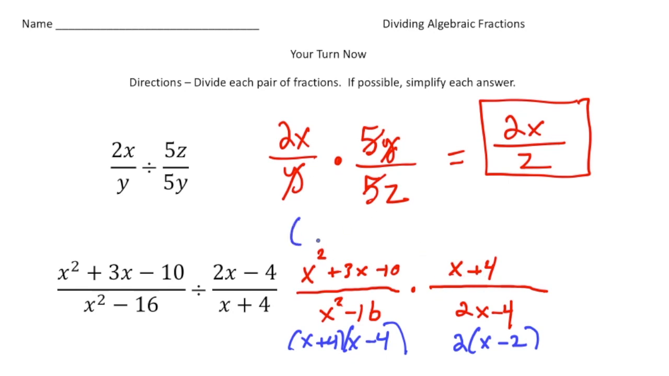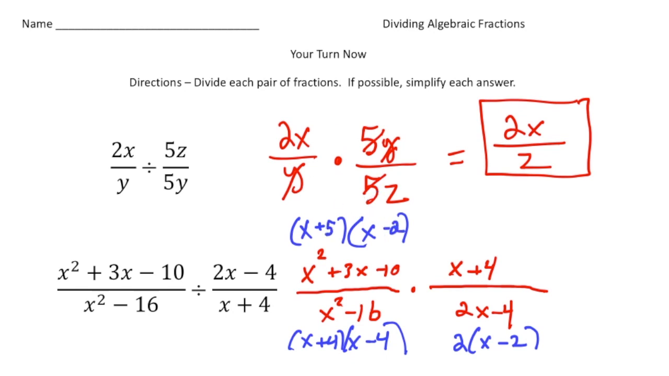And then here I'm going to do reverse FOIL to factor this. So it'll be x and x. And then let's go with plus 5 and minus 2. All right.